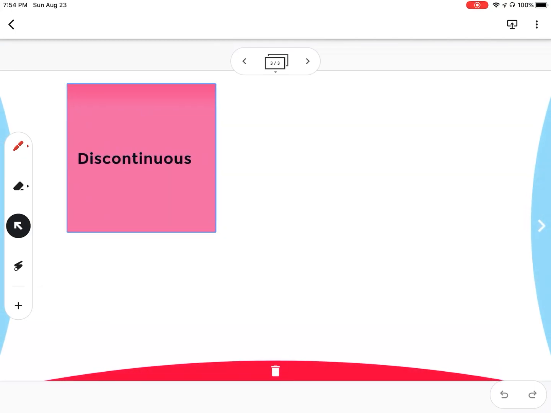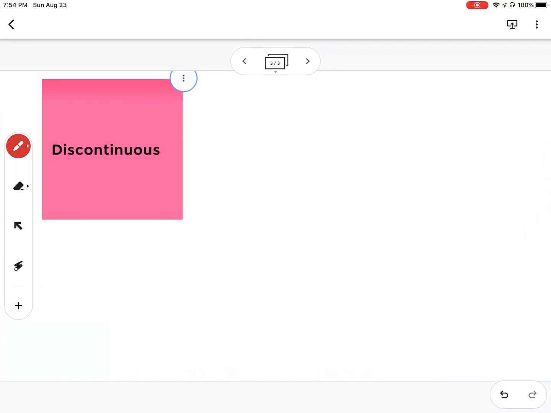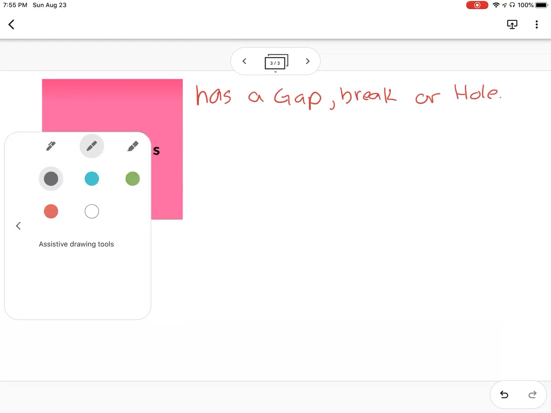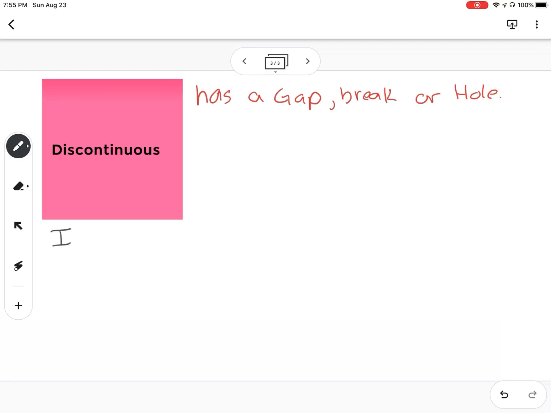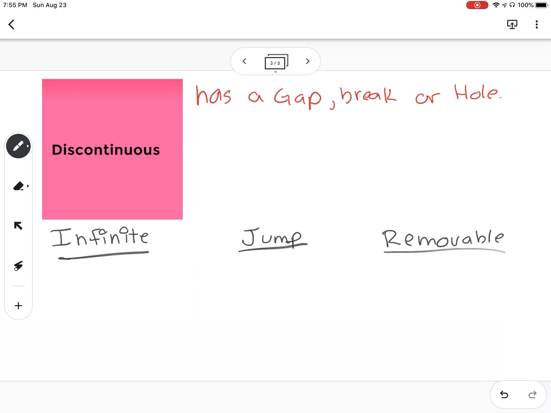Discontinuous graphs are the opposite. So there is a gap or a break or a hole or something. Then it is discontinuous. Now there's 3 types of discontinuous graphs. One is called infinite, and then there's a jump, and then there's removable. I'm going to give you an example of each of those.